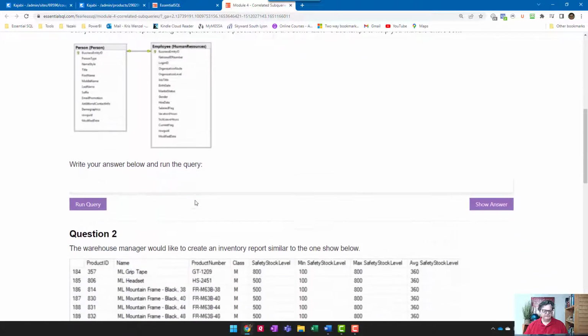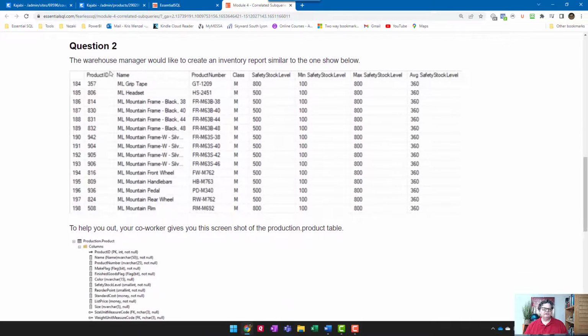So I'm going to go down to the second question here, where it talks about the warehouse manager wanting to create a report similar to the one shown below. So you've got this report with the product information, and then it looks like it has min and max and average safety stock levels. So after watching the correlated subquery lesson, you're going to go, oh, I know how to calculate the min and max and have it be put onto this report. So the real lesson here is, how do I get these numbers on this report?